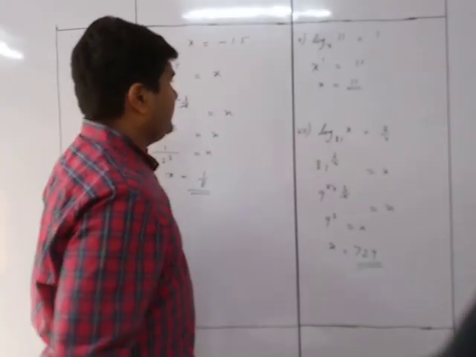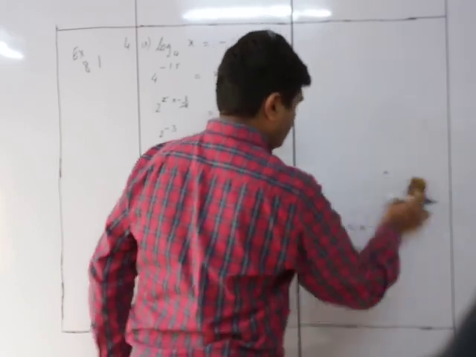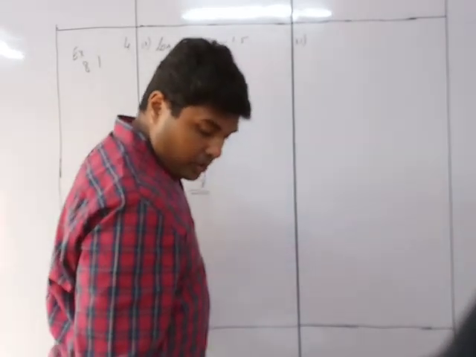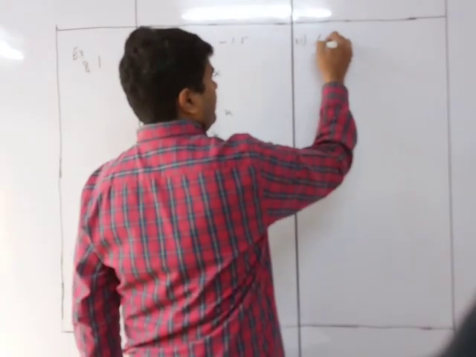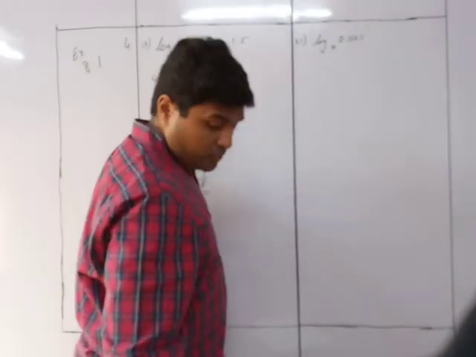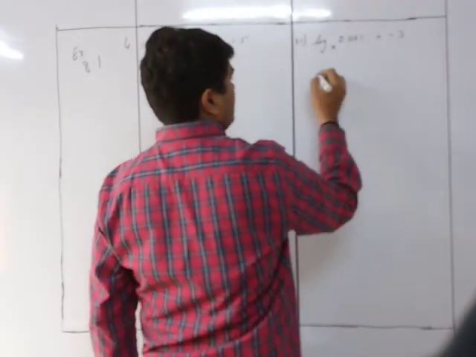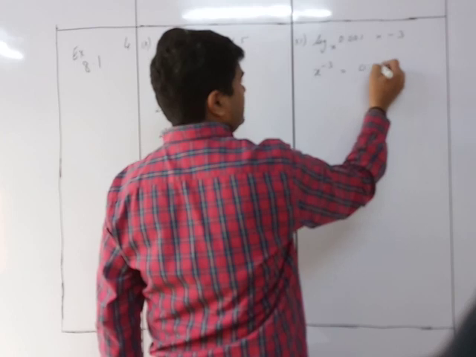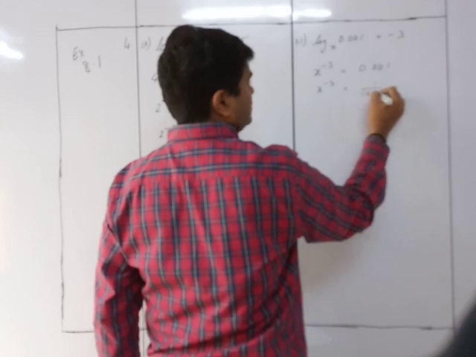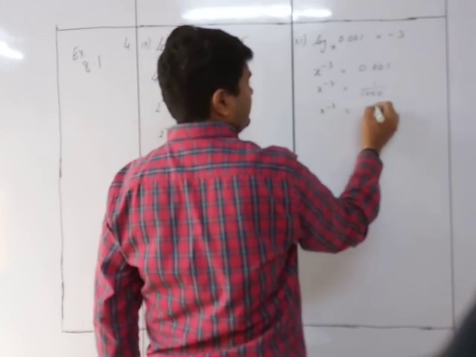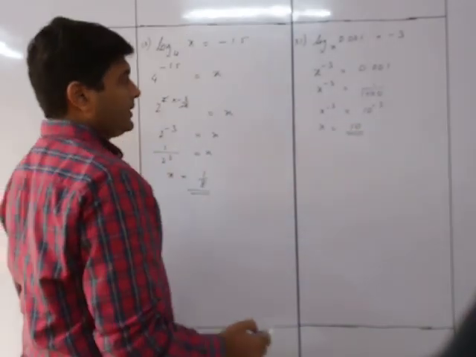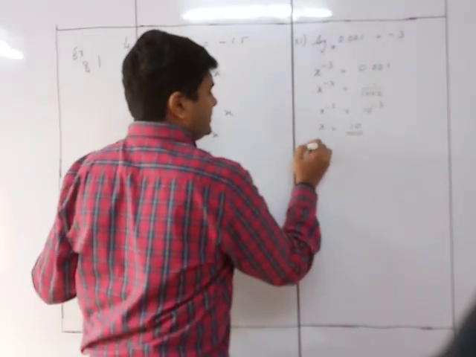We move on to sum number 11. Sum number 11 is log of 0.001 to the base x is equal to minus 3. So x raised to minus 3 is equal to 0.001. x raised to minus 3 is equal to 1 upon 1000. x raised to minus 3 is equal to 10 raised to minus 3. So therefore x is equal to 10. Okay, now comes sum number 13.